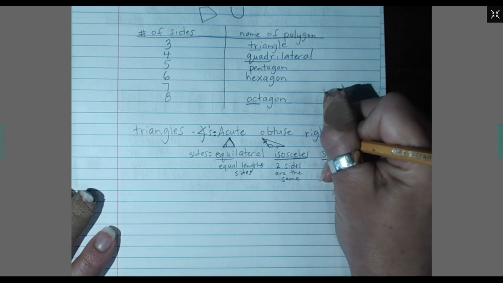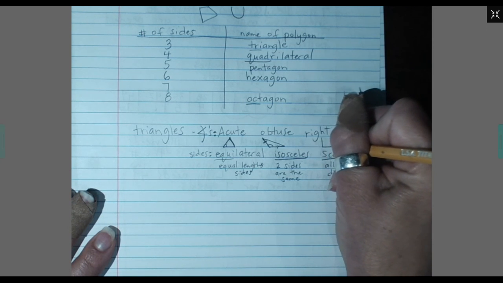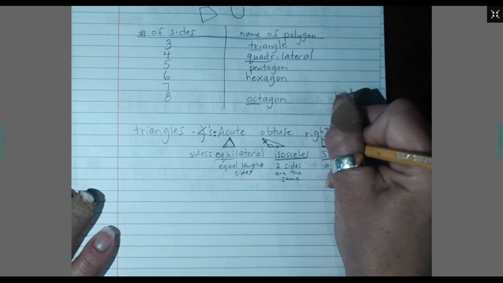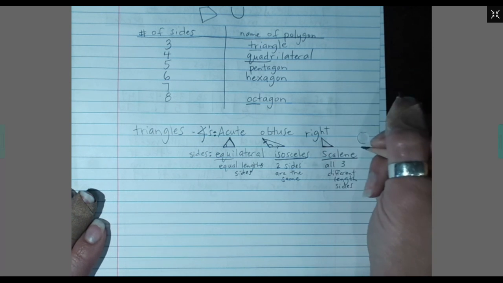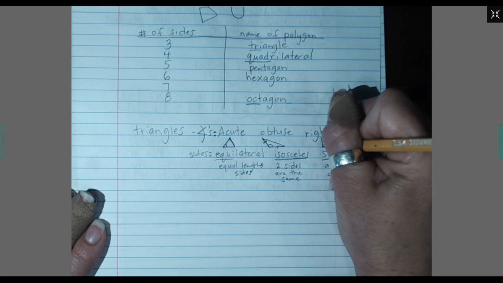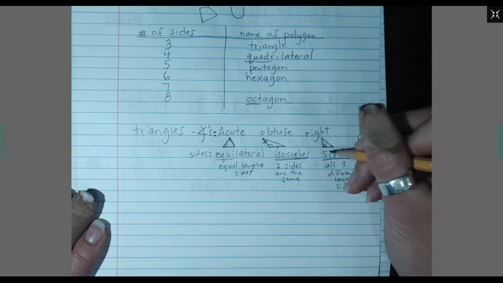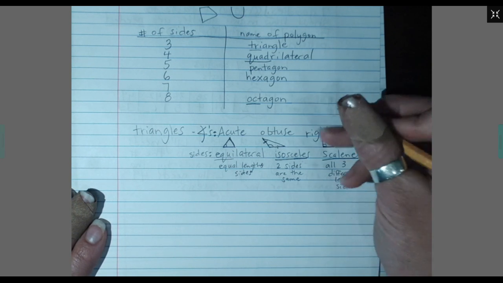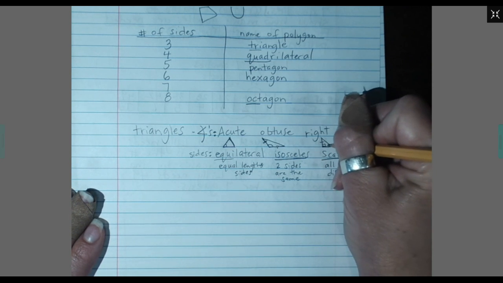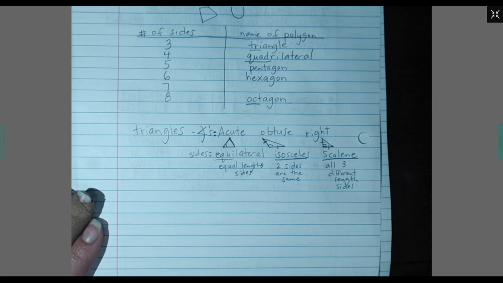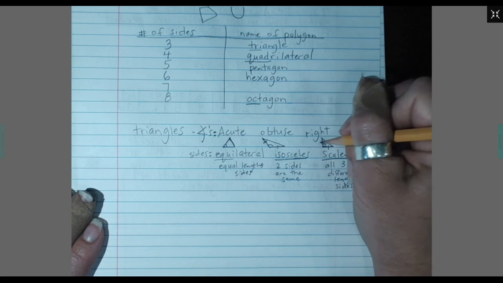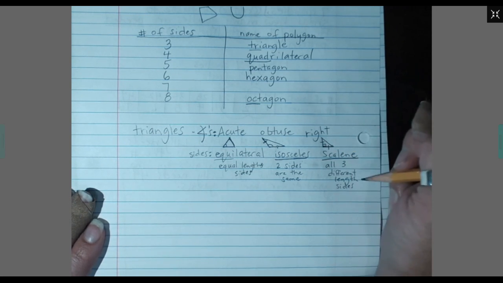So what if I was to draw a right triangle? I know that this has a right angle because of this notation right there. So this is a right triangle. What if I drew this and that? What do we now know? This is a right isosceles. Two sides are the same length.